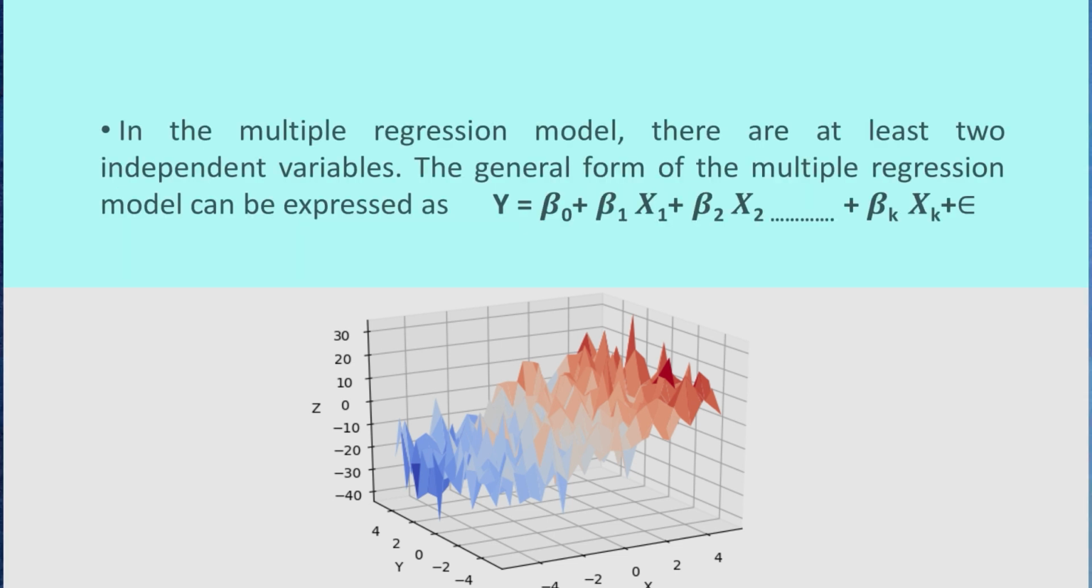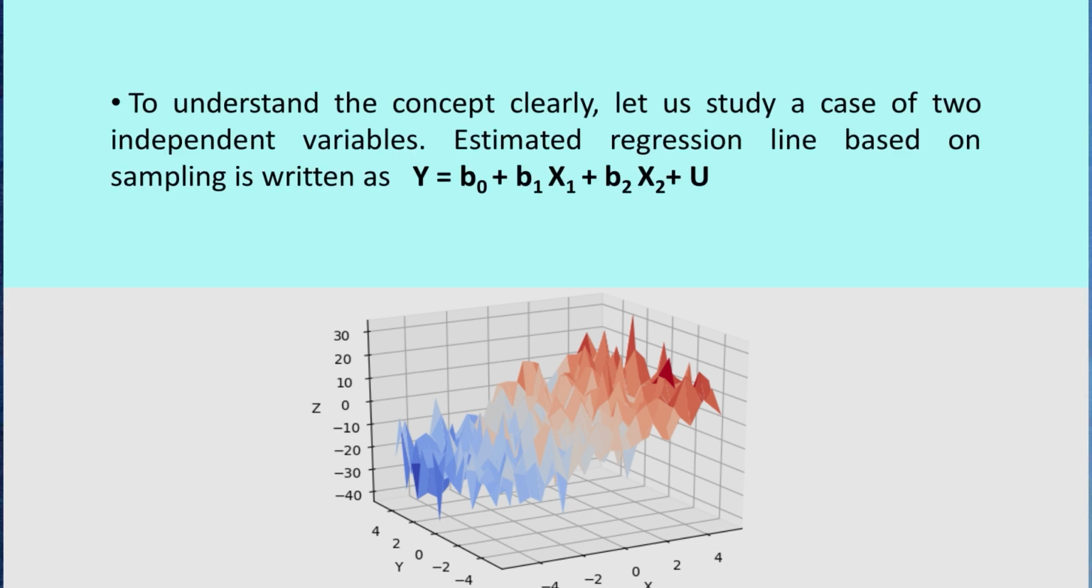In the multiple regression model, there are at least two independent variables, and the general form of the multiple regression model can be expressed as y is equal to beta 0 plus beta 1 x1 plus beta 2 x2 plus ... plus beta k xk plus the error term epsilon. To understand the concepts clearly, let us study a case of two independent variables.